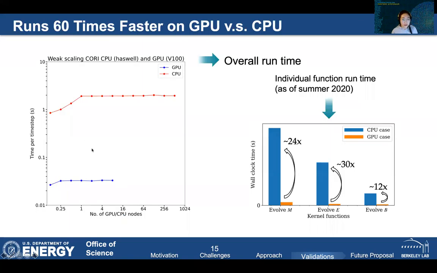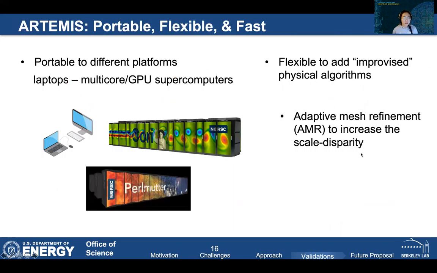With a node-to-node comparison, we observe a 60 times increase of the simulation speed on GPU compared to CPU, and individual functions also ran tens of times faster on GPU. To summarize all the features of the modeling tool that we have developed, this is a portable, flexible, and fast software package that can simulate the complex physical phenomena in next generation microelectronics.